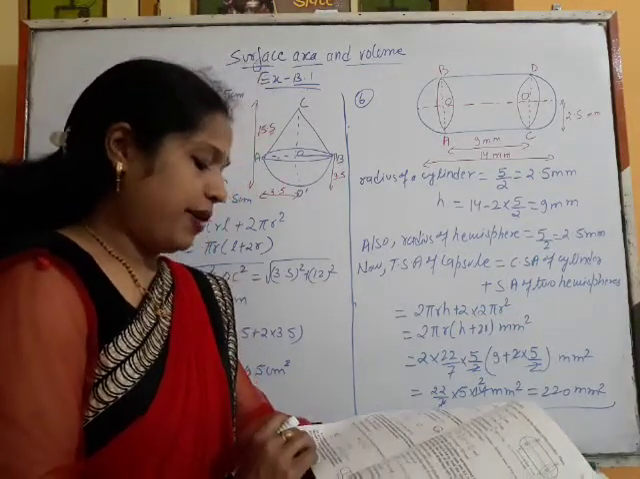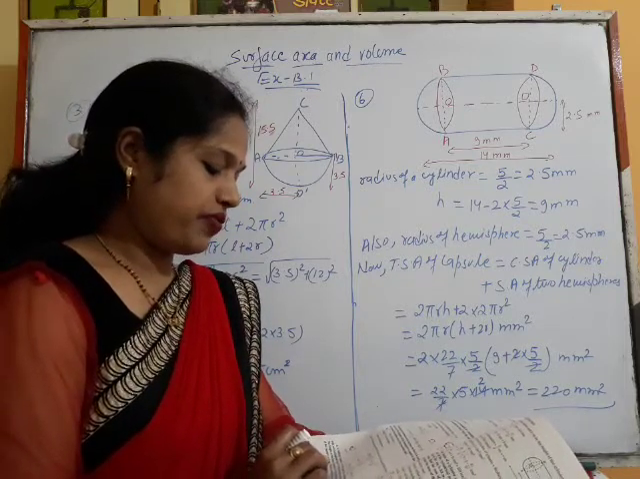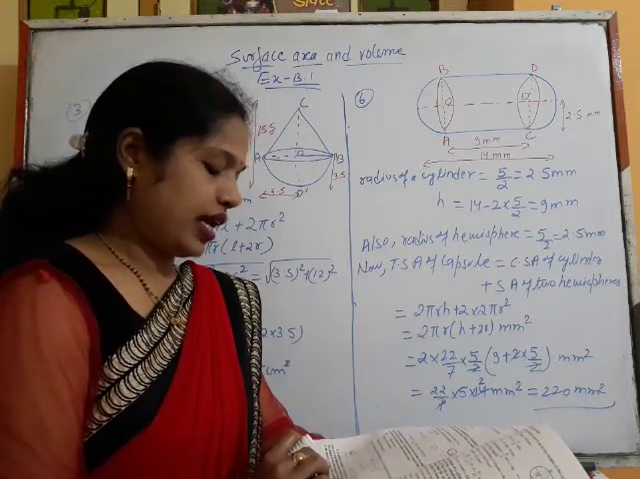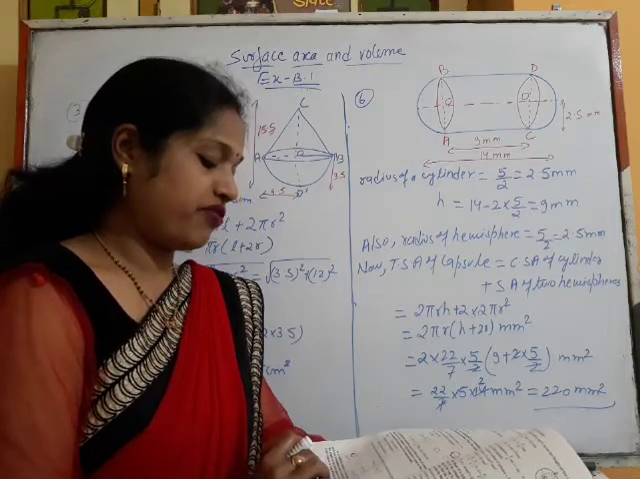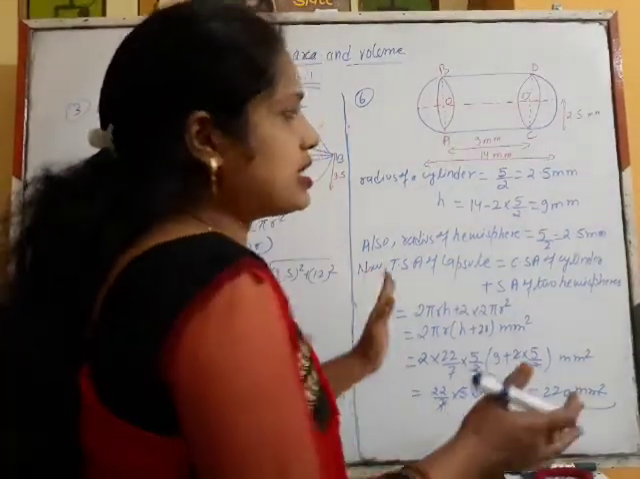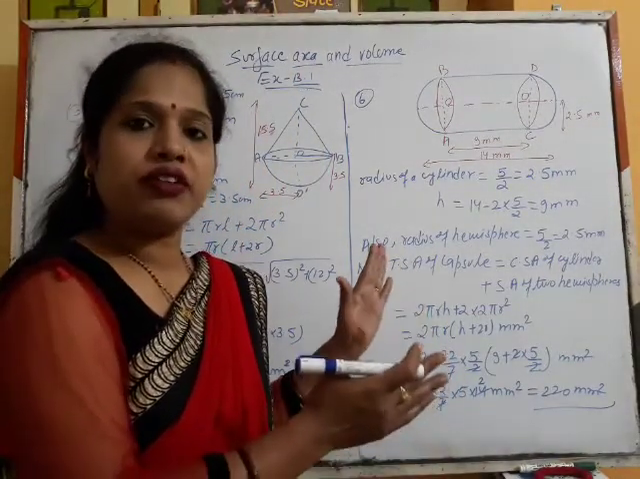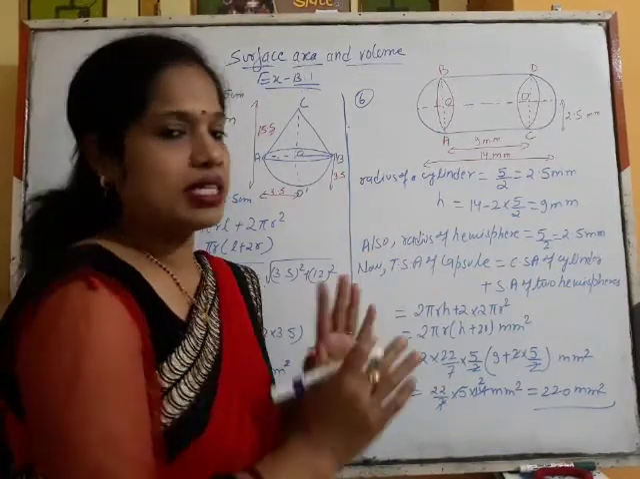Yes, a medicine capsule, it is in the shape of a cylinder with two hemispheres stuck to each of its ends. The length of the entire capsule is 14 millimeter and the diameter of the capsule is 5 millimeter. So find its surface area. Okay, everything is given in the question itself. The radius, the height of the figure, whatever the figure is combined with, everything is given.